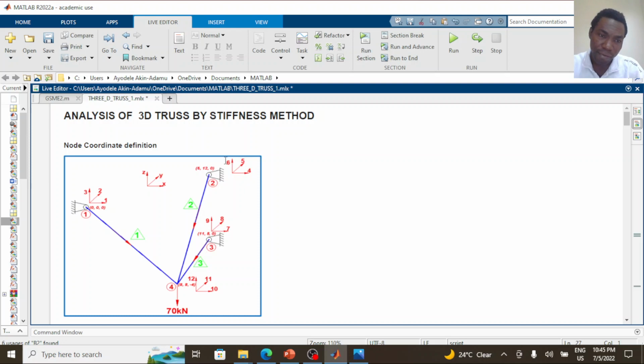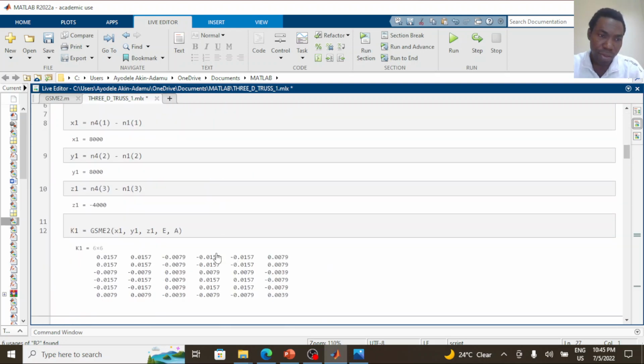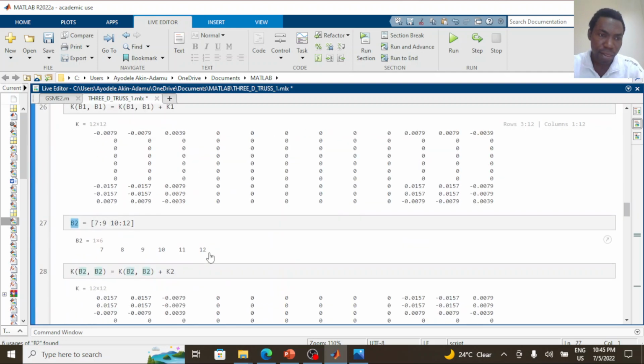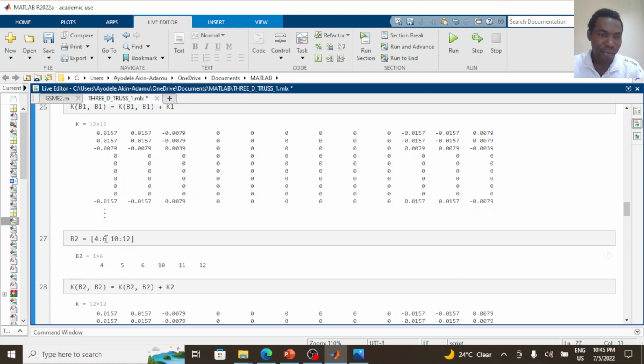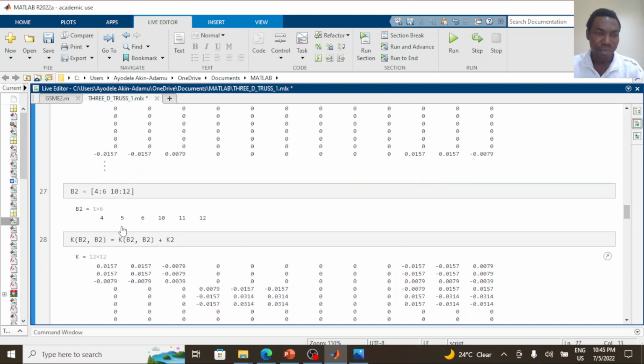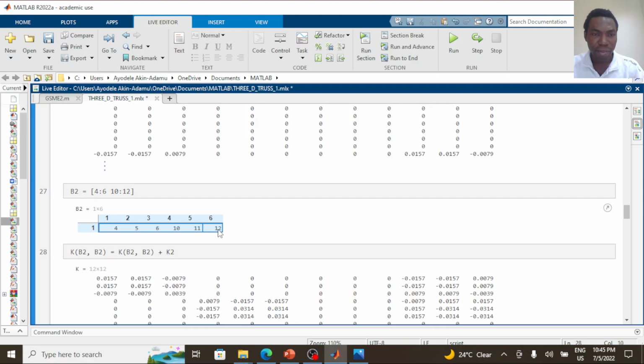So it will be 4, 5, 6, 10, 11, 12. So B2 will be 4, 5, 6. This is wrong, so let me correct it. B2 will be 4 colon 6, which means 4, 5, 6, and 10 colon 12, which means 10, 11, 12. Let me run it to update. So this is 4, 5, 6, 10, 11, 12.